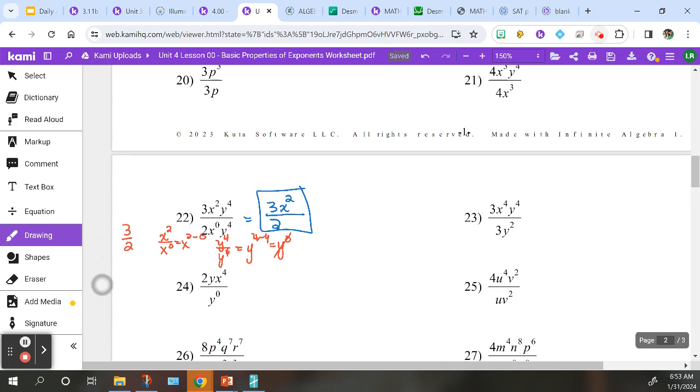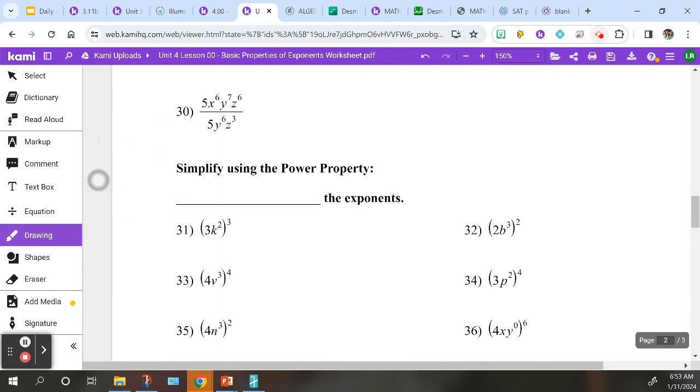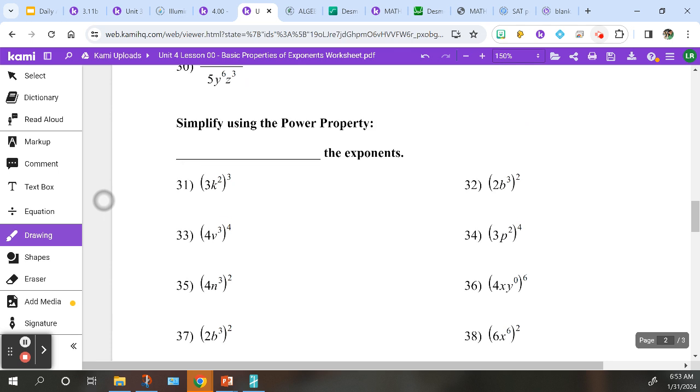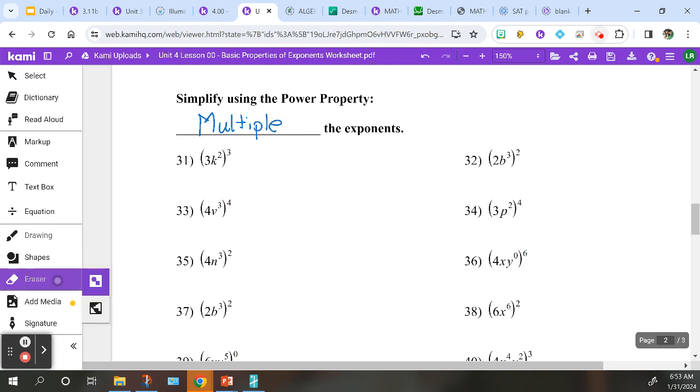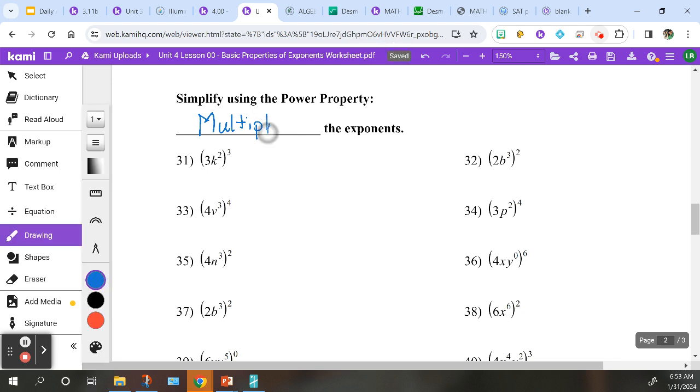The last type that we have is our power property. And in our power property, the rule is that we multiply the exponents. Now, we're going to do a couple of these.